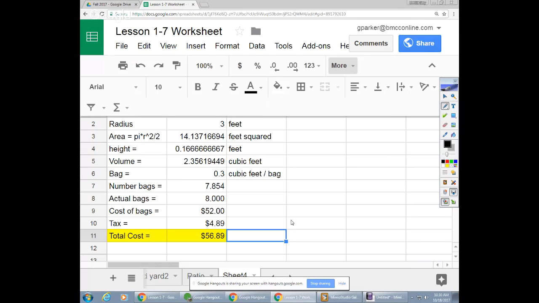And again, it depends on how you round it, right? So some of us may have answers that are slightly different than this, but we should all be around 50-something bucks. It just depends on how we round it.